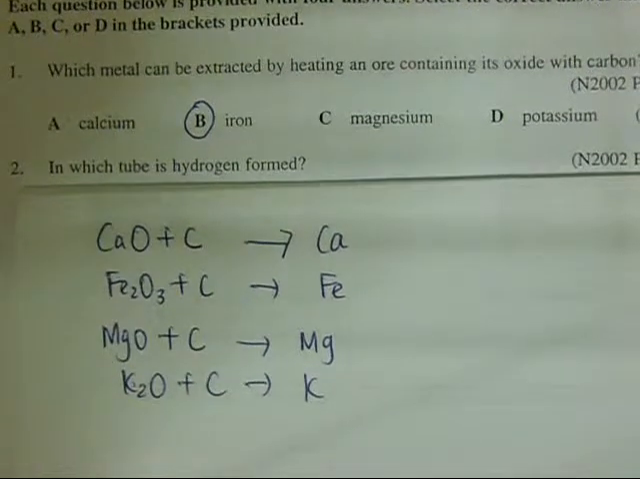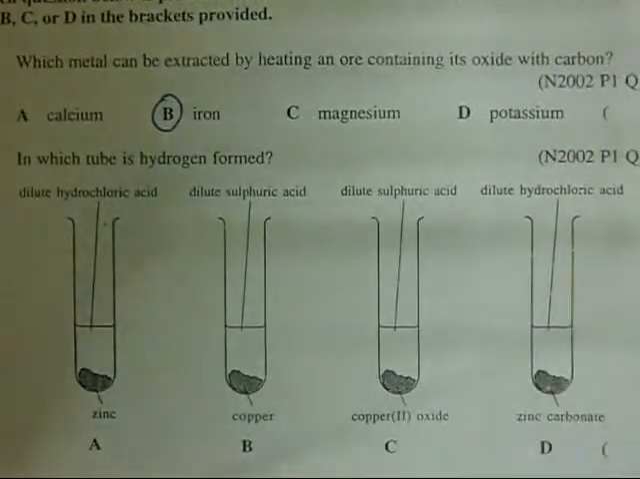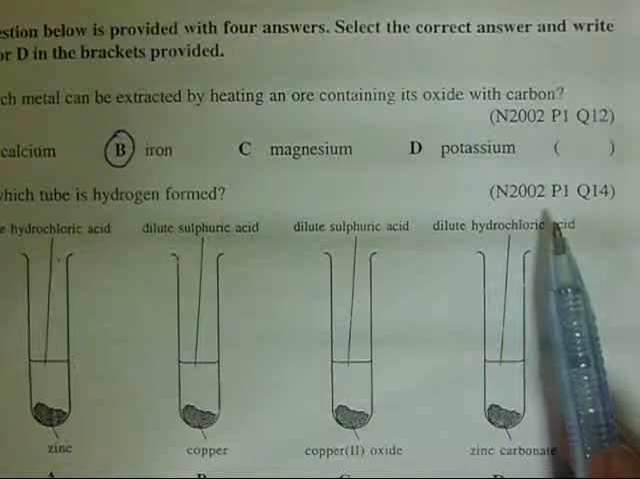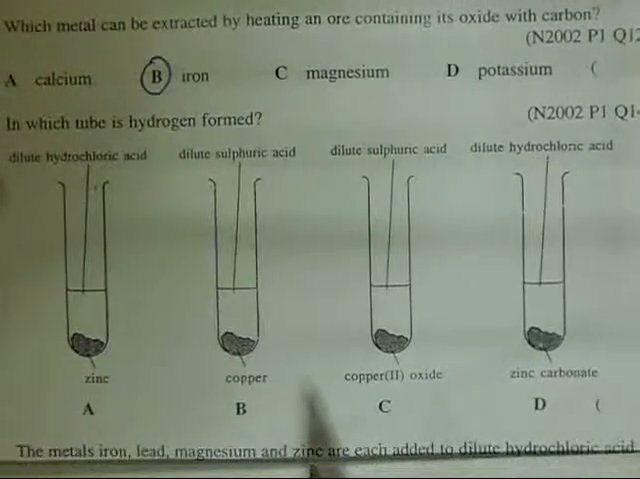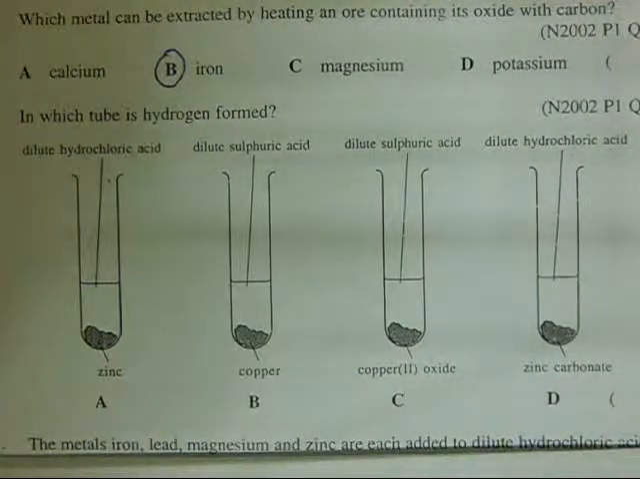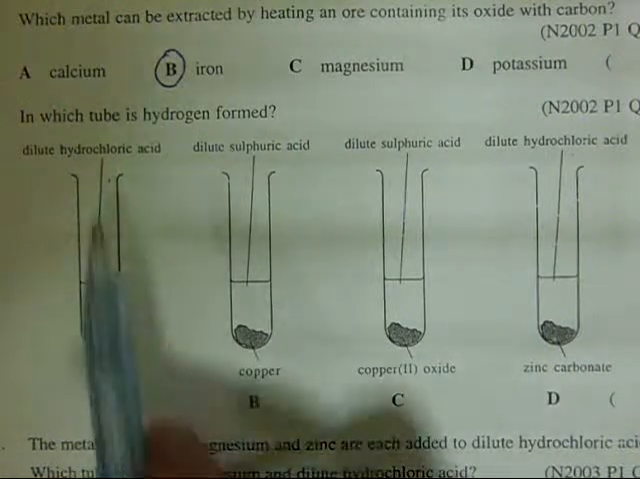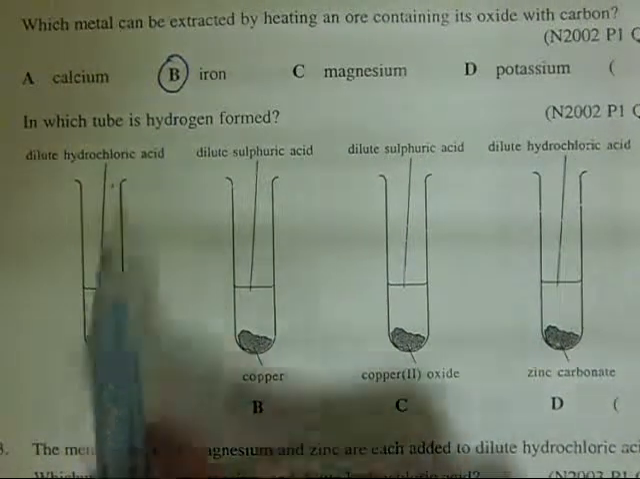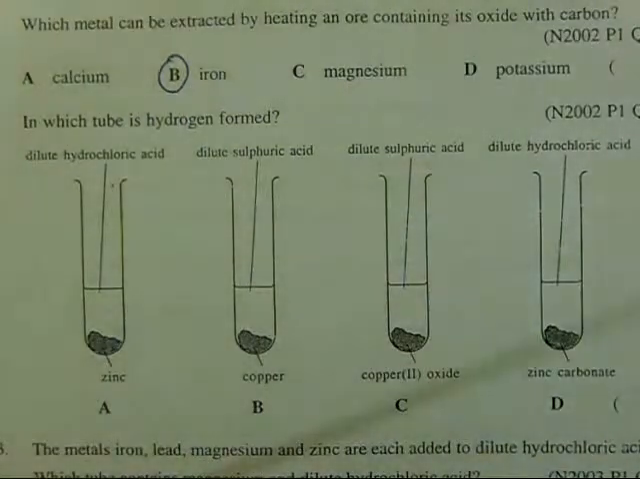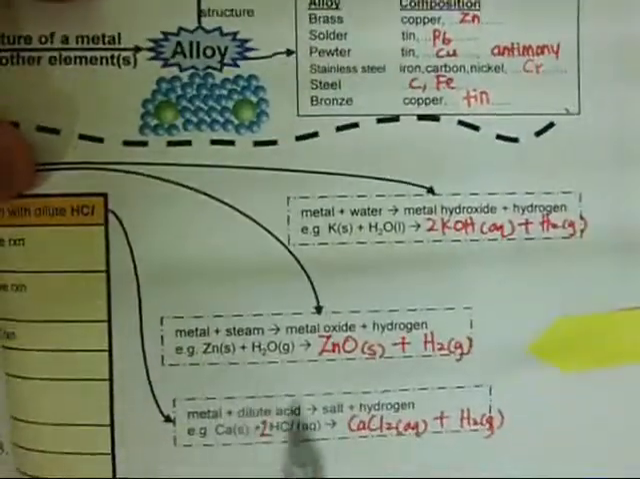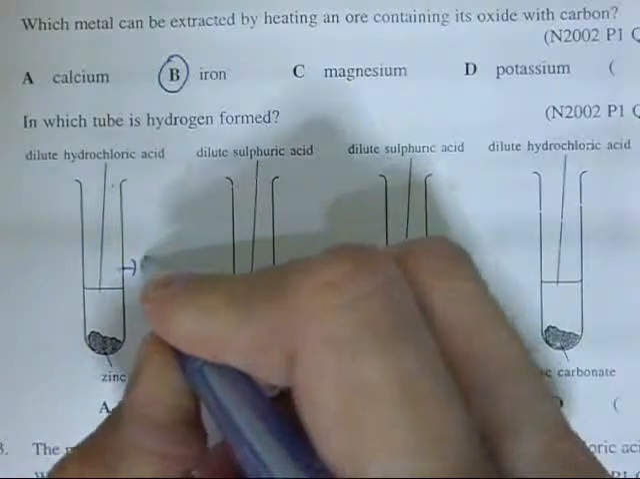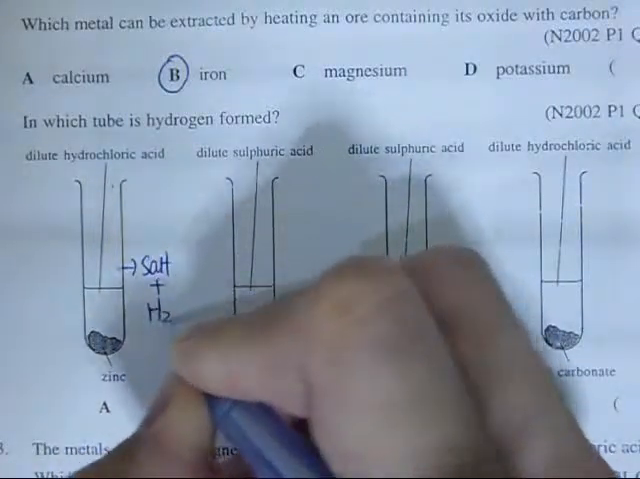Now, in which tube is hydrogen formed? For the second question, it is November 2002, paper 1, question 14. In which tube is hydrogen formed? Now, zinc and hydrochloric acid. This is actually metal and acid. Metal and acid, what do you get? Metal and acid, again from the Mindmap. Metal and acid, you get salt and hydrogen. So for the first question, you get salt plus hydrogen.